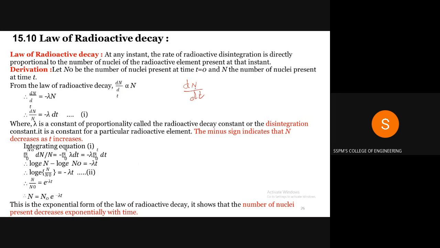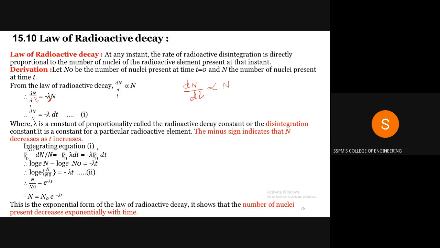The rate of change of disintegration of the nucleus, dN by dt, is directly proportional to N. And that proportionality constant is given by lambda. So we can rearrange the terms: dN by N equals minus lambda into dt. Where lambda is a constant of proportionality, which is also called the decay constant.